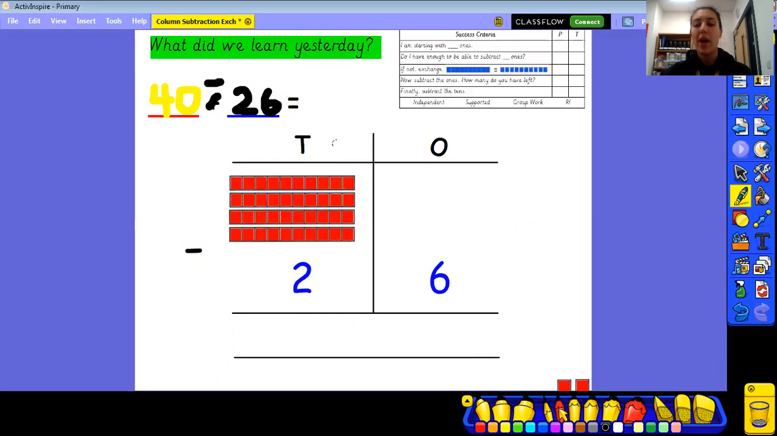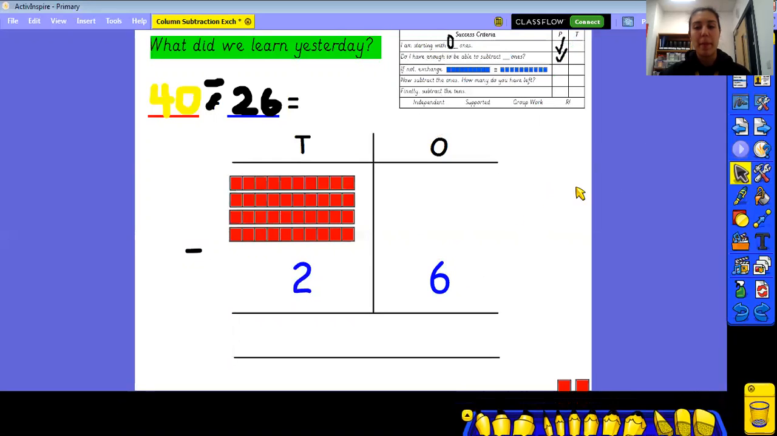Brilliant. So where do we start? We always start with the ones, that's right. So following our success criteria there, I am starting with 0 ones, that's right. I'm starting with 0 ones. Do I have enough to be able to subtract 6 ones? No, I do not. So where can I get myself some ones from?